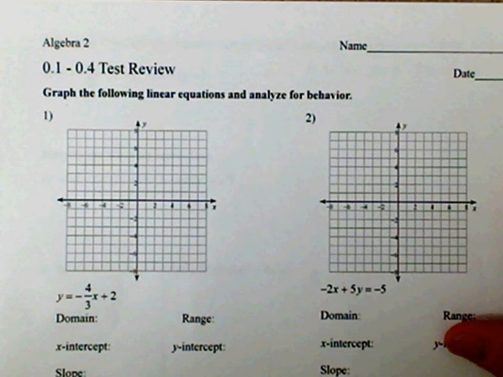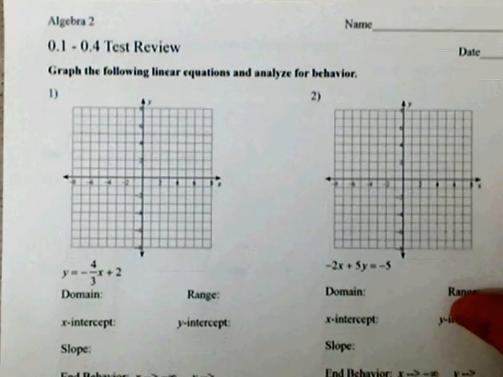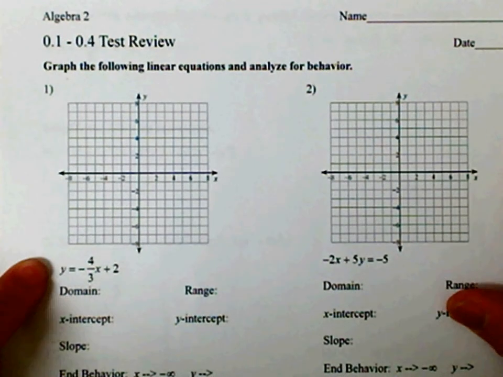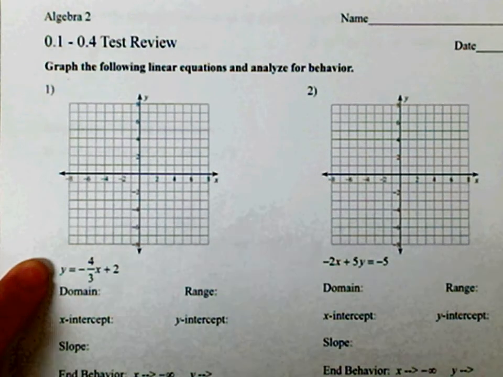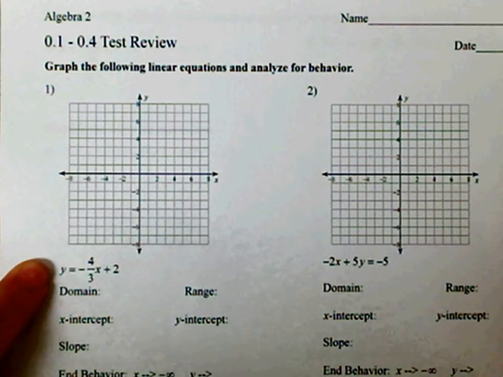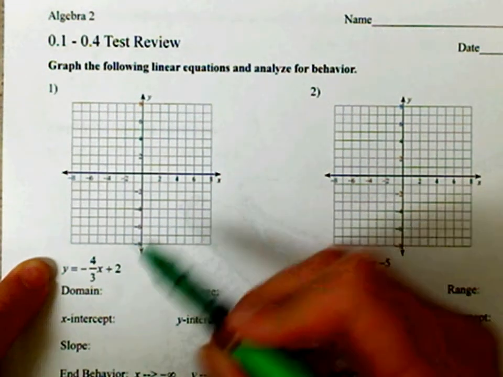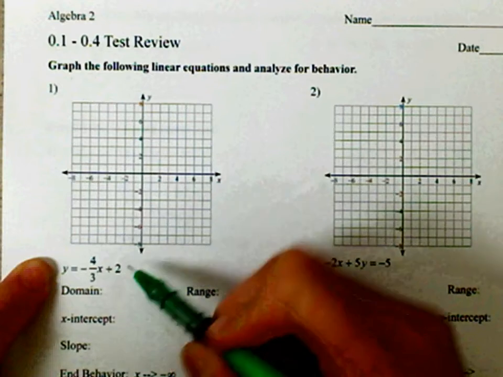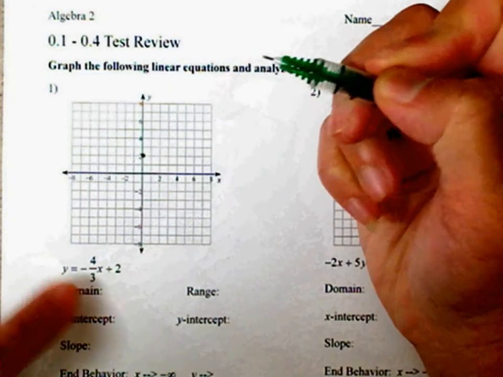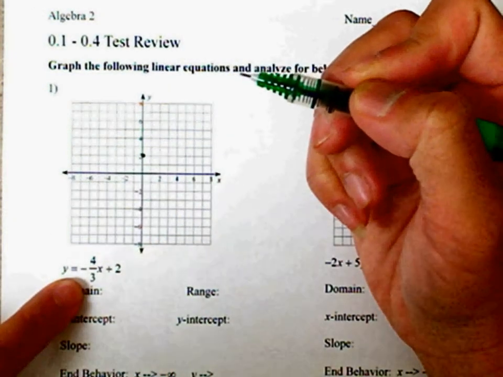Number 1, graph the following linear equations and analyze for the behavior. If you look at this very first equation, that's in slope-intercept form, y equals mx plus b. We can go ahead and graph, and all of our answers will be related to this graph. Your y-intercept is at 2, so you're going to go to 2. Your slope is negative 4 over 3.